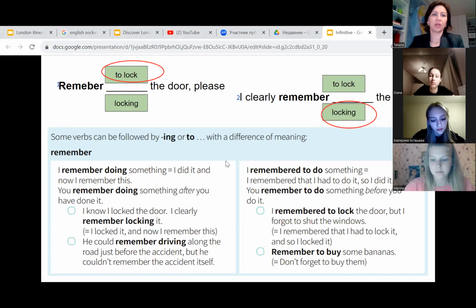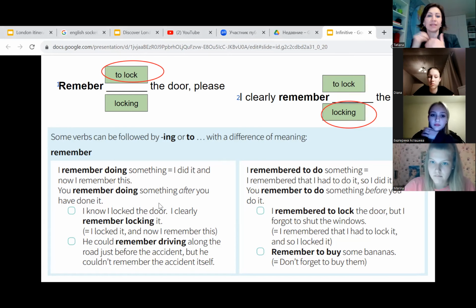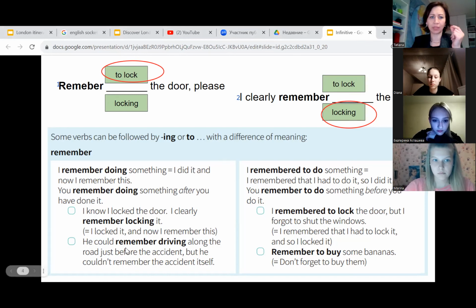Hope so. So when you say, I remember doing something, I did this thing and I remember the process. I remember locking the door. I remember how I did this step by step. So I did it and then I remembered it. I remember doing, I remember the process. I know I locked the door. I clearly remember locking it. He could remember driving along the road just before the accident, but he couldn't remember the accident itself.